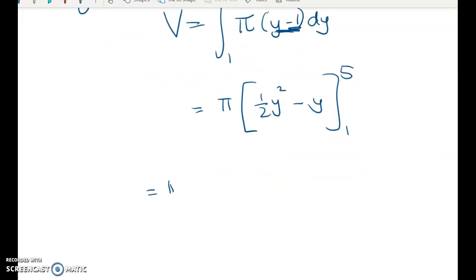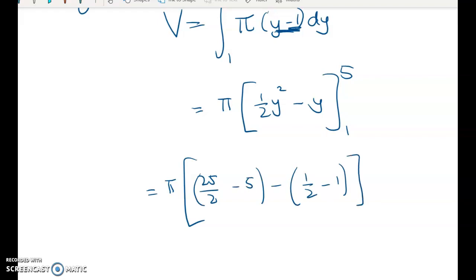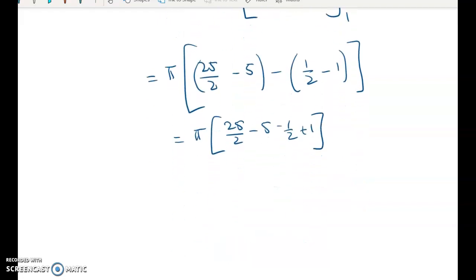That gives me pi, and then 25 over 2 minus 5, minus 1/2, minus 1. Cleaning all of that up gives me this. I've got pi into 25 over 2 minus 5 minus 1/2 plus 1. Be careful not to make little mistakes here.